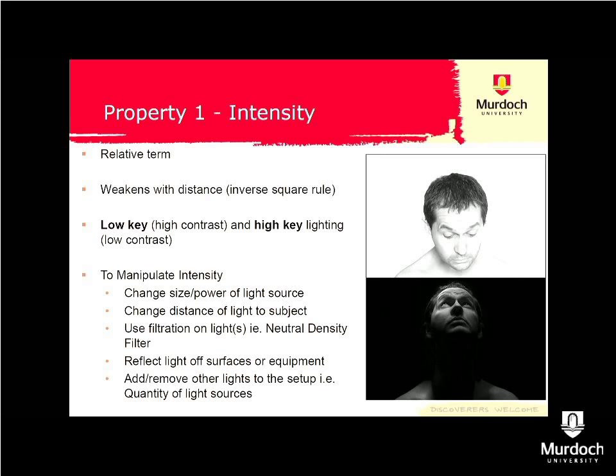Right? 1 divided by 2 squared, 1/4, inverse square rule. If you're going from 1 metre to 3 metres, it's not being divided by a third. The strength of light is not being reduced by a third. It's actually going down to a ninth. 1 divided by 3 squared. So you can see small changes in distance of the light to the subject create a big change in the strength or intensity of that light.